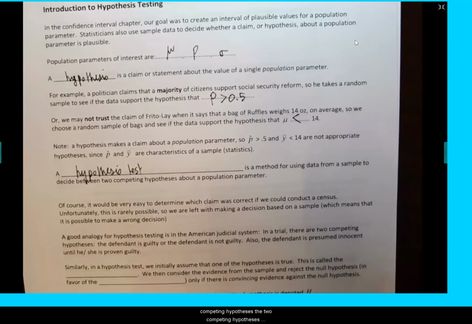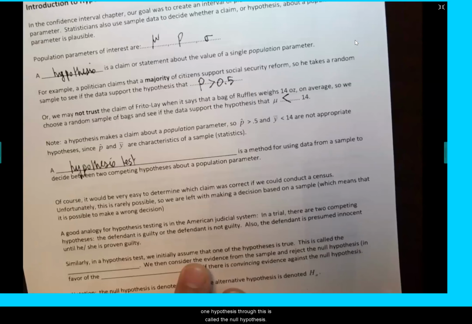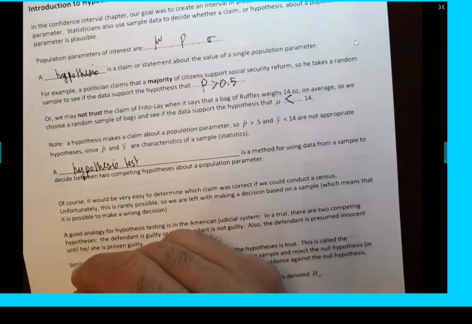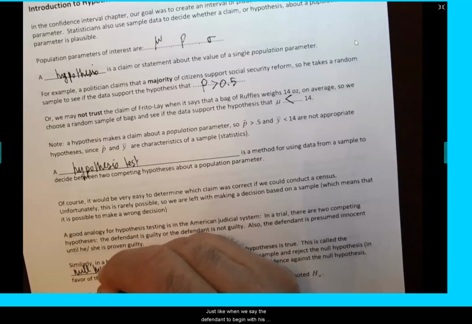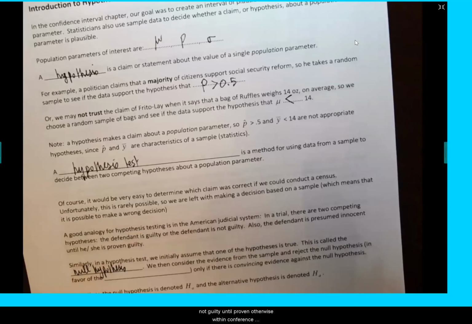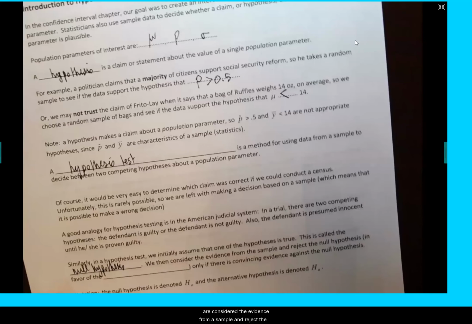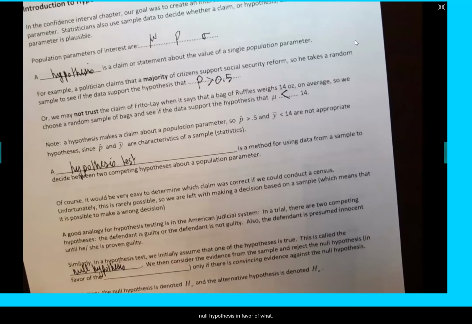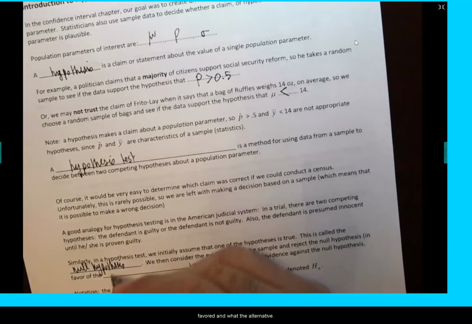The two competing hypotheses, guys, are H0 and HA. Okay, in a hypothesis test, we initially assume that the one hypothesis is true. This is called the null hypothesis. Just like when we say the defendant to begin with is not guilty until proven otherwise. We then consider the evidence from a sample and reject the null hypothesis in favor of what? If you reject the null hypothesis, then you will be favoring what? The alternative hypothesis.